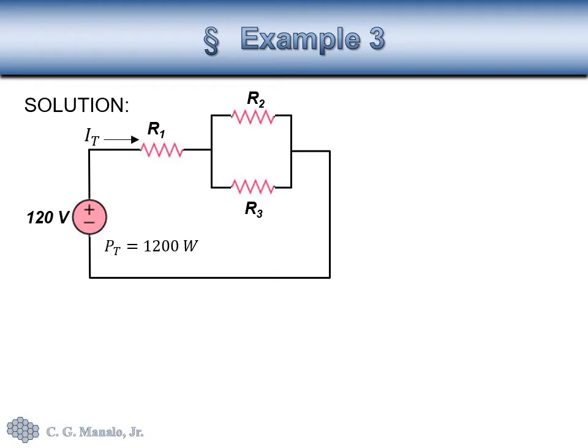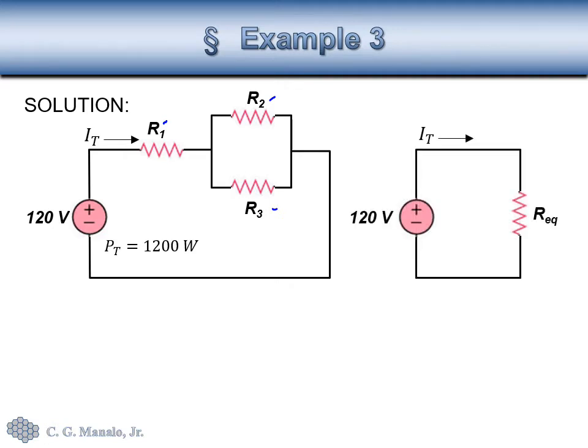So, the problem asks us to determine the resistance of the unknown resistors. The first step here is to assume an equivalent resistance for all of the resistors. So assume that the 120 volts is simply connected to a single resistance, which is the equivalent resistance of the three resistors.